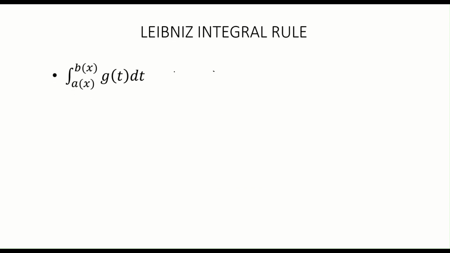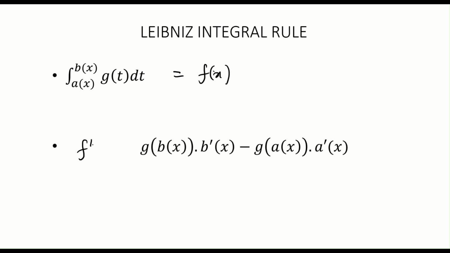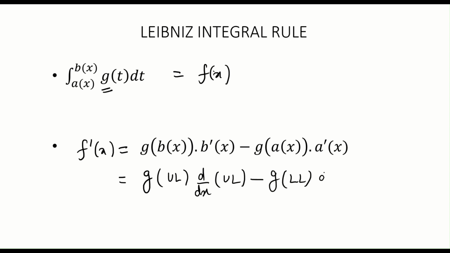So if I denote this integral by f of x, then f dash of x is given by the Leibniz formula. The formula is super easy to remember. If we have the integrand g of t, then g of upper limit multiplied by the derivative of upper limit, minus g of lower limit multiplied by the derivative of lower limit. This is the formula, very easy to remember.